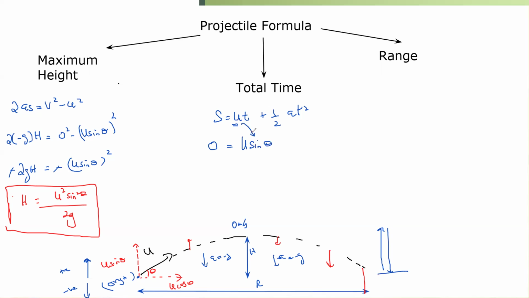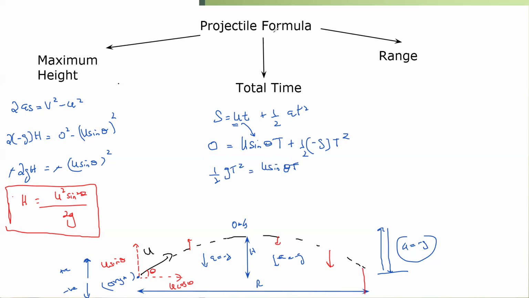Instead of u, it should be u sine theta. T is the total time of the flight, plus half, and the acceleration will again be negative. Even though it's going up and coming down, the direction of the acceleration is always downward. That's why it will always be negative g for the full motion. And then time is t square. Moving this to the other side, minus u sine theta t equals minus half gt square. When we simplify, half gt square equals u sine theta t.